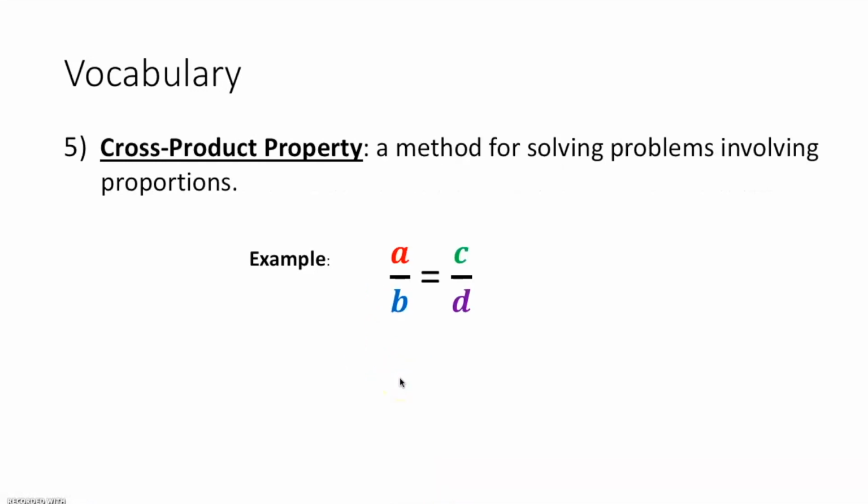Another way to solve a proportion would be the cross product property, and that's a method for solving problems involving proportions, and let's show you how that works. Cross product should be pretty self-explanatory. We are going to multiply across. Product means multiply, and cross is just across. So we're going to multiply B to C and A to D, and what you do is you set those equal to each other. A times D is equal to B times C. That is the cross product property.